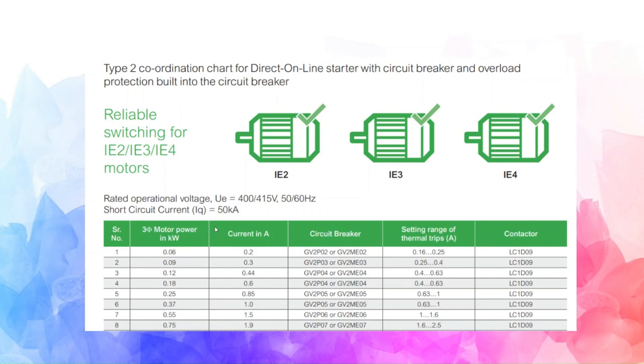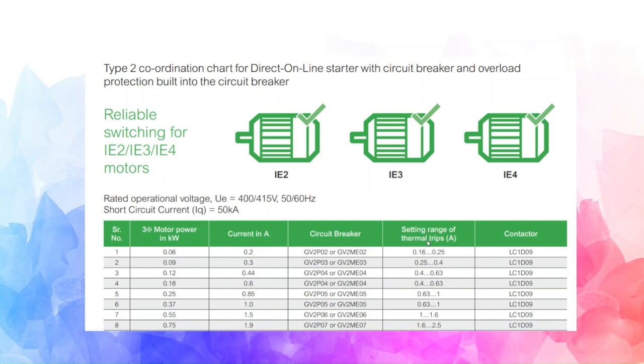Now see this. This is motor power in kilowatts. This column talks about the kilowatt rating of the motors. This is the full load current of that motor, and this is the circuit breaker. The model number itself is given there. Now, if you search this model number on the internet, you will get the rating and everything about it.